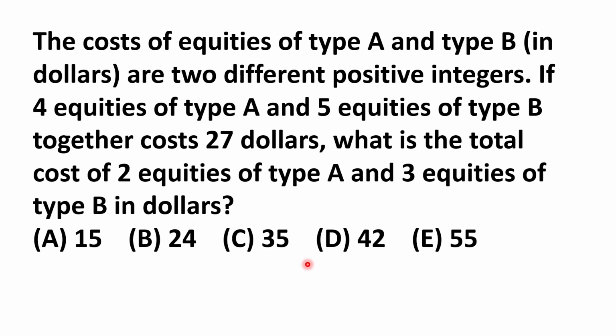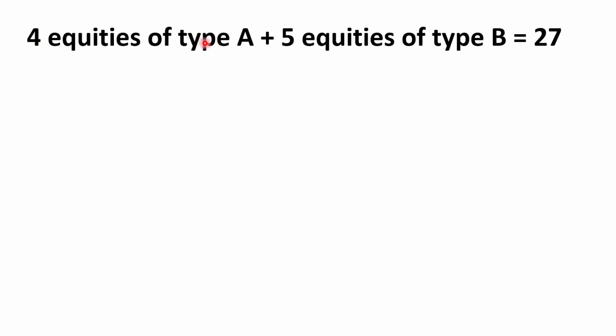So let's start the solution of this question. According to this question, this condition is given: four equities of type A and five equities of type B equal to 27. As I have explained earlier, when AND comes, AND means positive in mathematics. So four equities of type A plus five equities of type B, therefore we will introduce a plus over here, which makes $27.